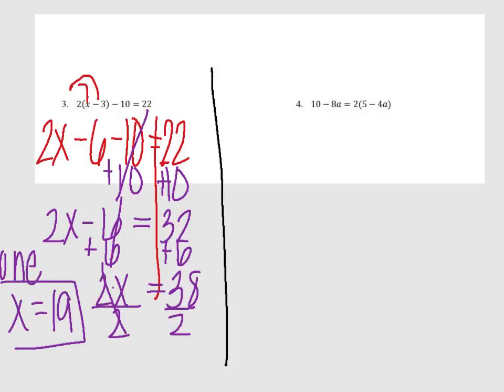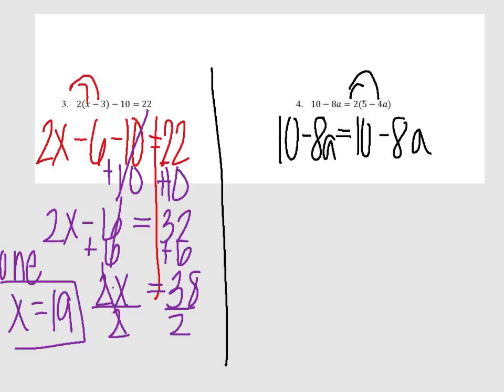Finally, looking at number 4, I have the distributive property, but it's on the opposite side, so I'm still going to do the same thing. 2 times 5 is 10. Now I do 2 times negative 4a, which is negative 8a. I drop everything down.